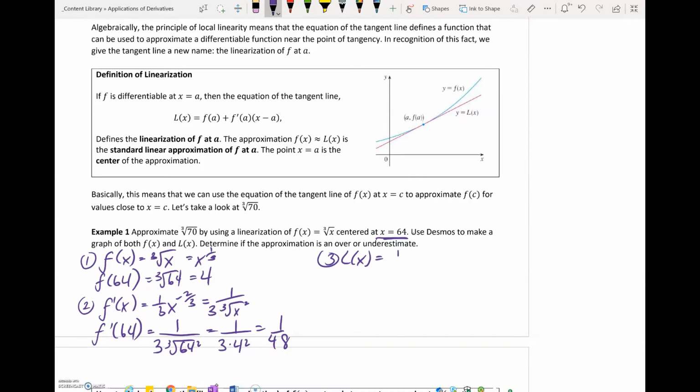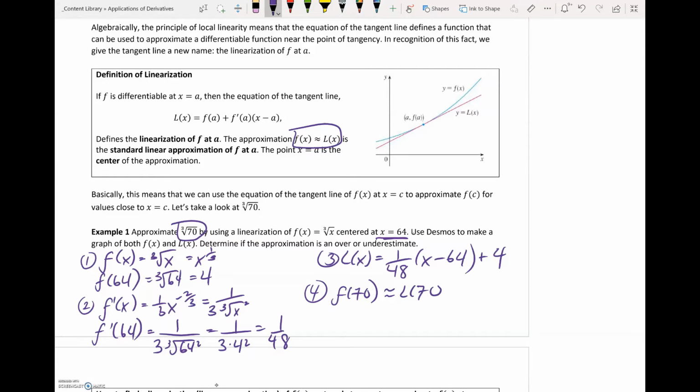So f prime of a was 1/48, x minus a was 64, plus f of a, which was 4. This is our linear approximation equation. Now we want to find specifically when that value is 70. So we're going to now find the approximation. So f of 70 is about L of 70 coming from right here.